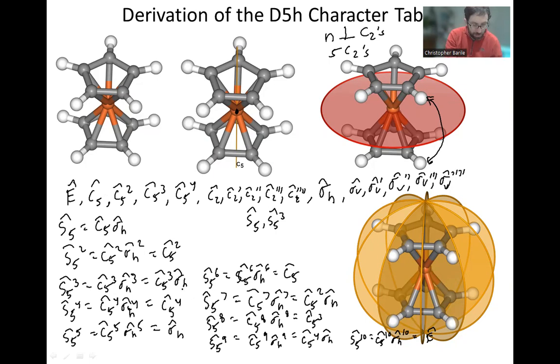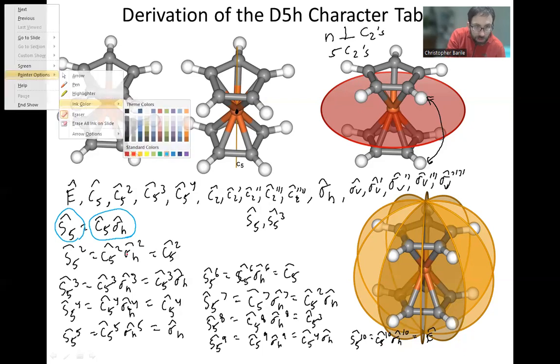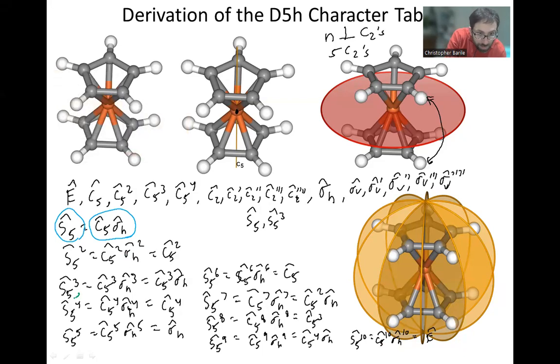So the unique ones here are, well, S5 is what we started with, okay? That was unique, see, because the S5 was C5 followed by sigma h. It transforms atoms differently than any of these other operations. And S5 three times, that was unique. It's kind of related, right? It's C5 three times followed by sigma h. And I'm actually going to use a different color here for that one. Let's use green. We'll see why in a second.